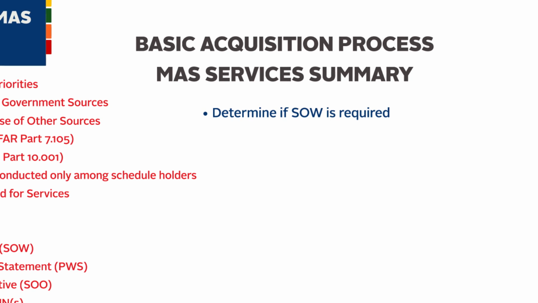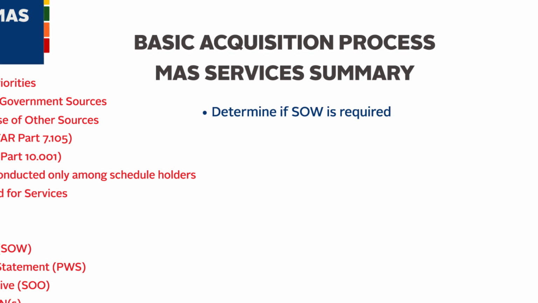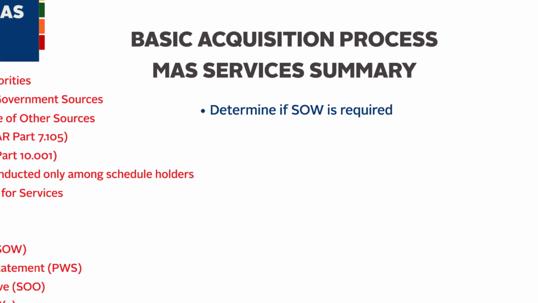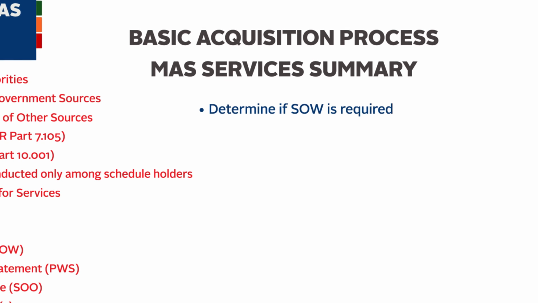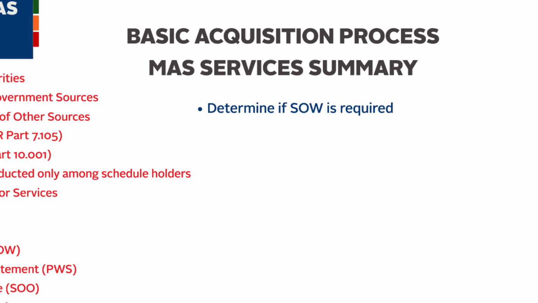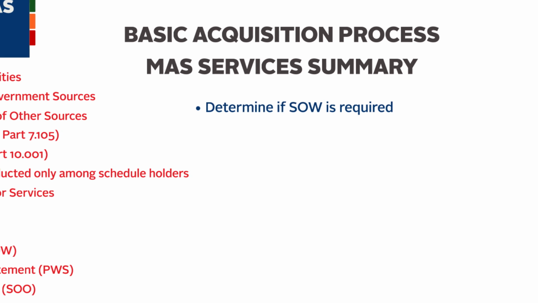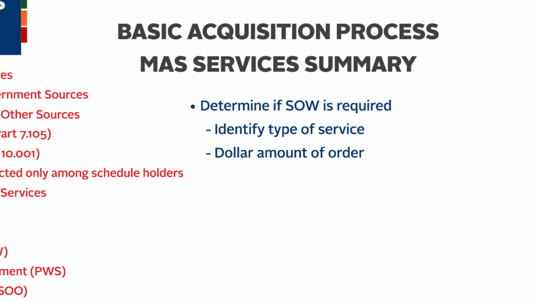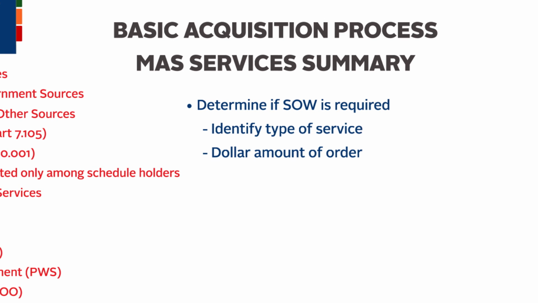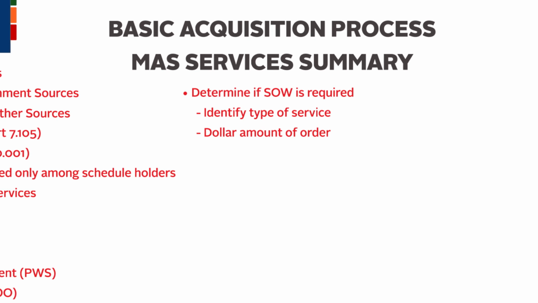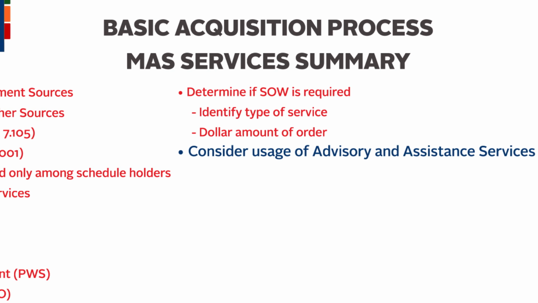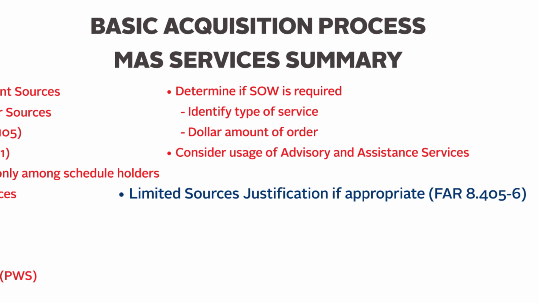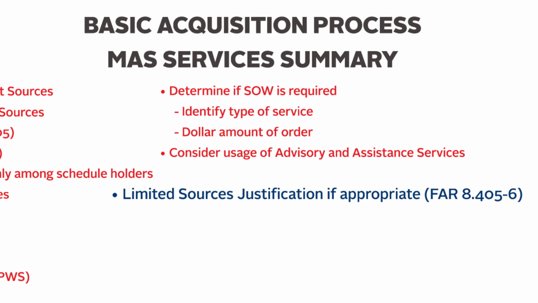Next, determine if a statement of work is required. This will determine which FAR 8.405 ordering procedure needs to be utilized: 8.405-1 for firm fixed-price services, or 8.405-2 for services that require a statement of work. To determine if a statement of work is required, you need to identify the type of service that is being acquired, firm fixed price or hourly rate, and the amount of the order. Make any considerations for usage of advisory and assistance services. If you are considering a limited sources acquisition, follow the procedures at FAR 8.405-6.